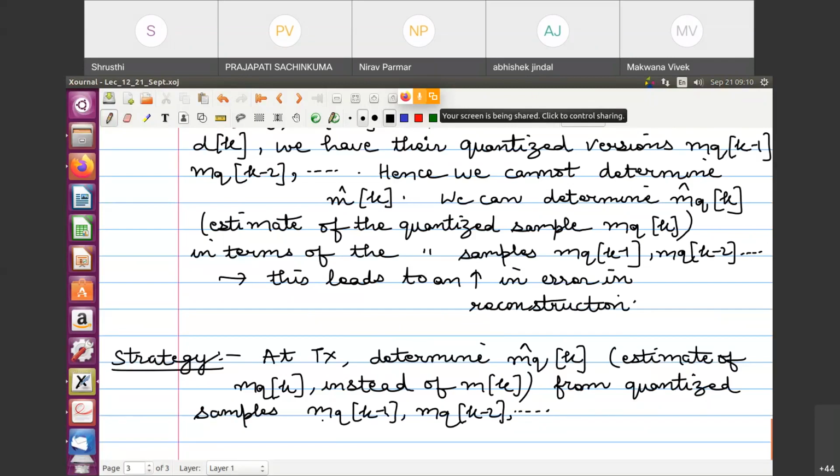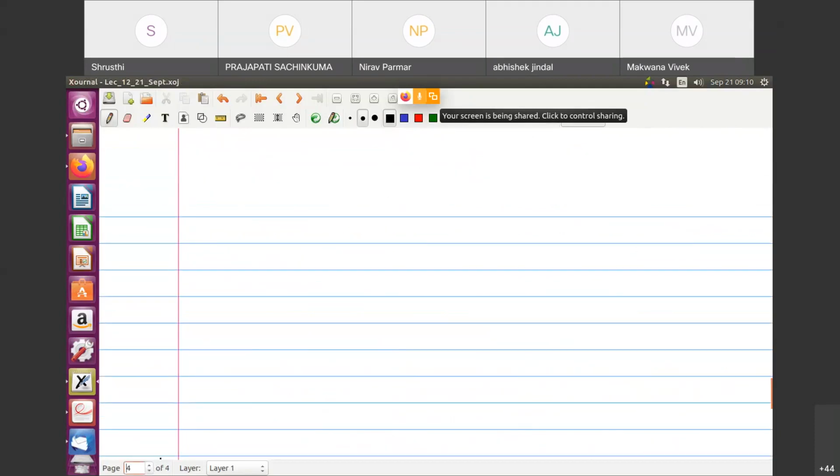And then transmit the difference m of k minus the predicted value of the quantized via PCM. So this is what the logic is. So let us see what is really happening.